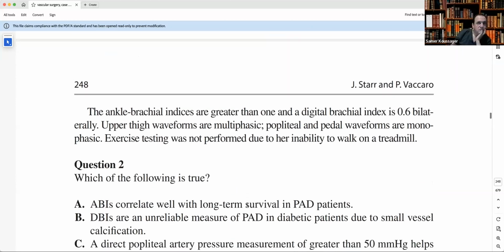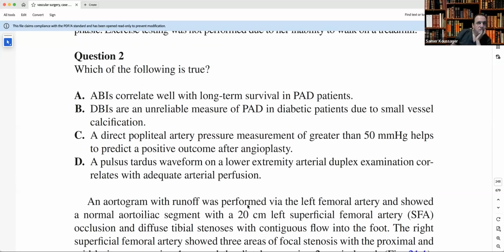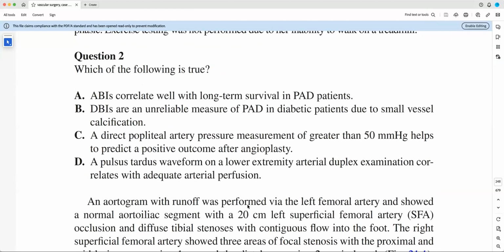Okay, any question about this one? No. Well, let's go to question 2. Who's with us? Osama, you want to take it? Yes, Dr. Samer. Go ahead.